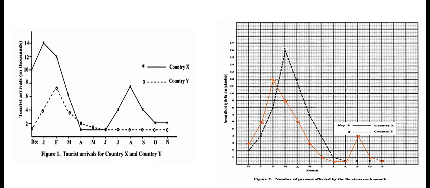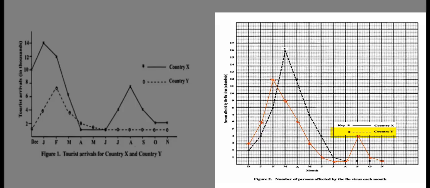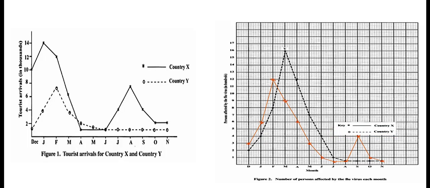Let's take a look at country Y. Country Y is the dashed line here and the dashed line over here. Again, you have a similar shape. There's an increase, then flattening out, increase, then flattening out. And the same thing is happening here as well. There's a peak here in February and a peak in March. So when there was a peak in tourist arrivals, there was a peak in the flu being spread 1 month later. So there does seem to be a relationship between the two.